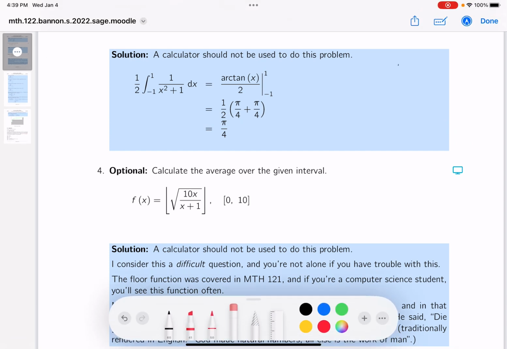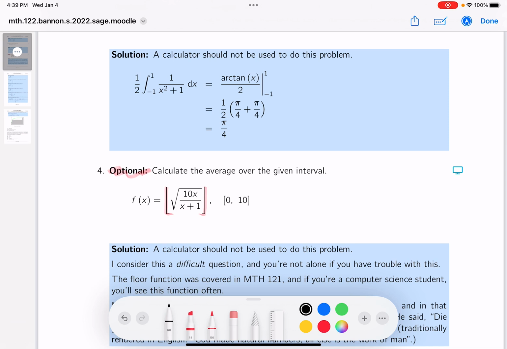Okay, just give me 1 second, I'm gonna erase that. And I'm gonna analyze this problem. It's an optional problem, and it's not easy. A couple things to recommend over here is that I hope you recognize the symbol over here, covered in Math 121. It's the floor function.